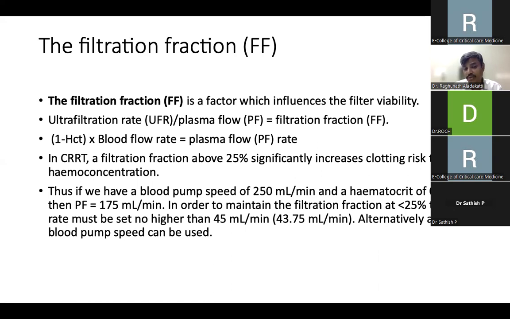This you should know. We cannot increase the ultrafiltration significantly, because if we increase the ultrafiltration more and more, the risk will be clotting.